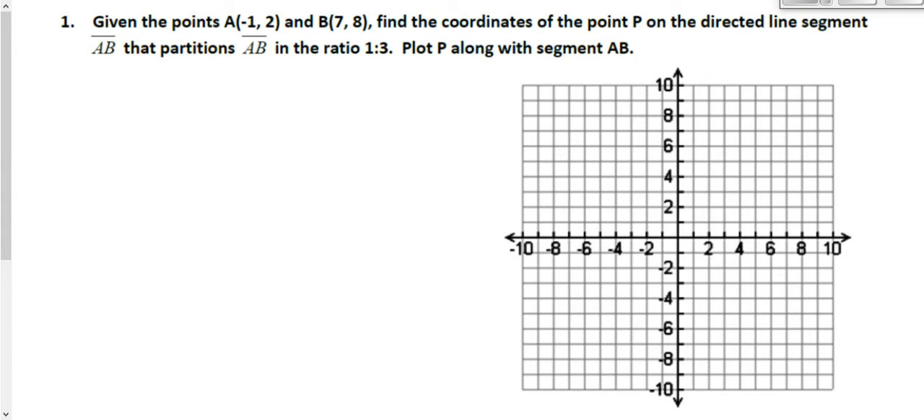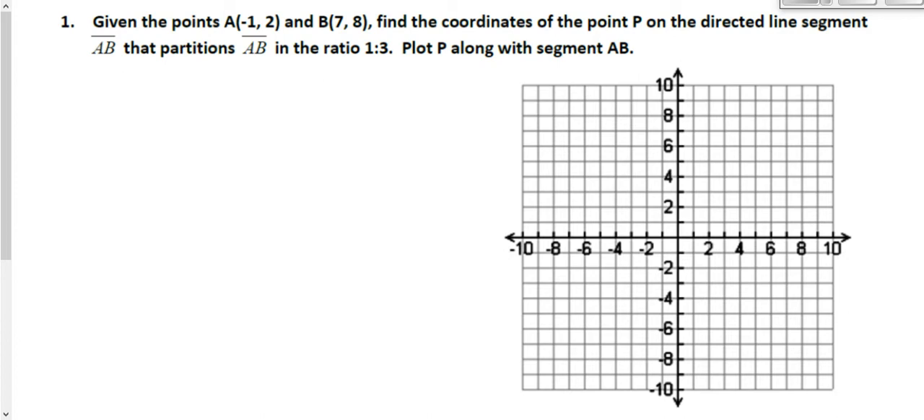In this video, we're going to look at our partitioning a segment worksheet. It was homework. We're going to begin with question 1. It says, given the points A (-1, 2) and B (7, 8), find the coordinates of the point P on the directed line segment AB. And this point P has to partition AB into the ratio 1 to 3.